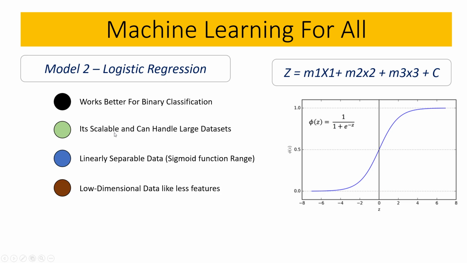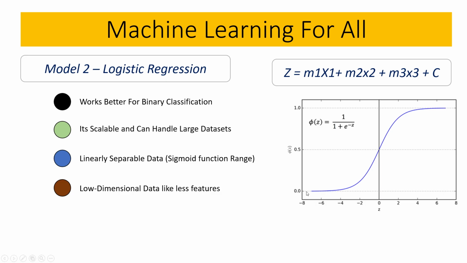And the second is that it is very scalable. It is very efficient for a computer to process, and it can handle very large data sets. So it's quite scalable, efficient, and can handle large data sets. And the third one is linearly separable data. It's really useful when you can separate the two classes linearly.